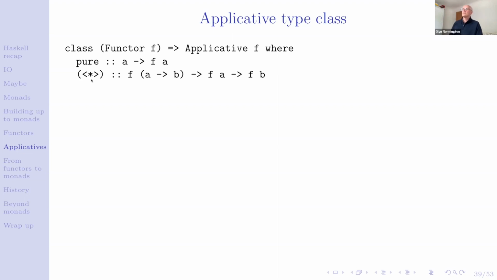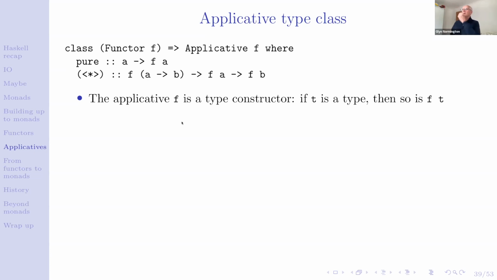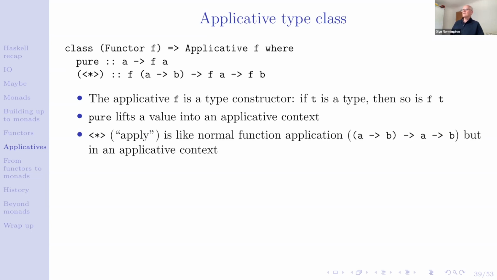Then we've got this other operation, called apply, with a funny star symbol. And this is really interesting. It takes a function a to b, which is in the applicative context, f of a to b, and then it takes an f of a and produces an f of b. So it's like we're lifting the function a to b into the applicative context and then applying that. Again, f is a type constructor, so f of a and f of b are types, and f of a to b is a type.